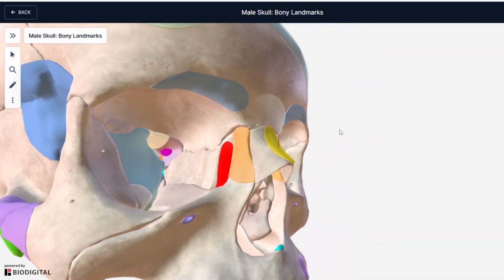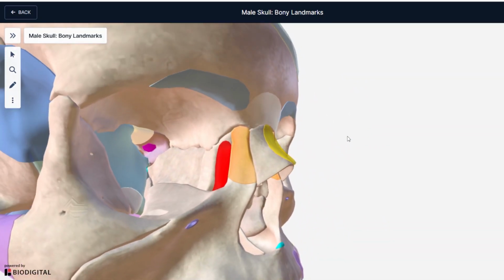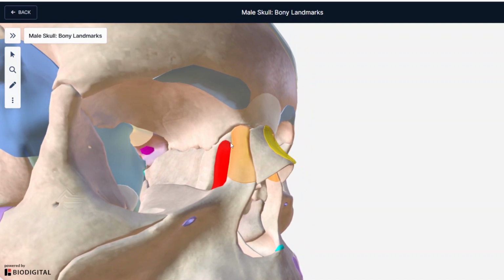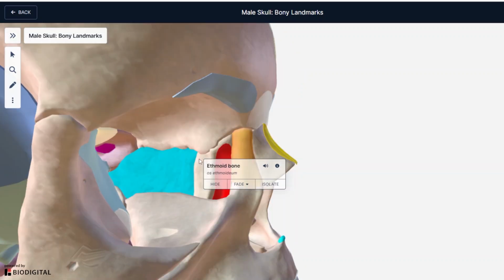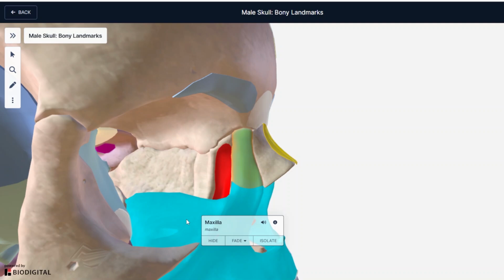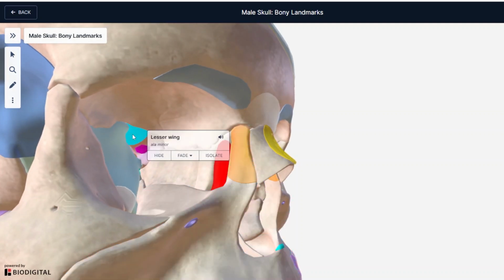If we are to move and look inside the orbit to see the medial wall, the medial wall is composed by a bunch of bones. It is the most, let's say, complex, and it is made up of mostly the lacrimal bone, the ethmoid bone, the maxillary bone, and the lesser wing of the sphenoid. If you can see again, there's that yellow, that's the lesser wing of the sphenoid. Would you look at that?